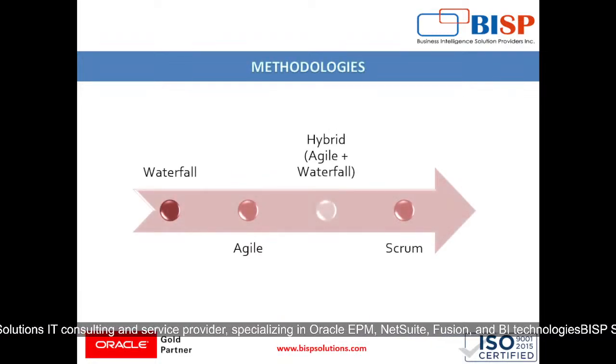Then comes our methodologies, where the waterfall methodology is there. Waterfall's key feature is sequential phases: requirement gathering, designing, implementation, testing and deployment. Then agile, an iterative approach with sprints, regular feedback and flexibility. Hybrid, agile plus waterfall, combines the structured approach of waterfall with agile adaptability. Then comes scrum, a framework under agile with sprints, daily stand-ups and a scrum master to guide.